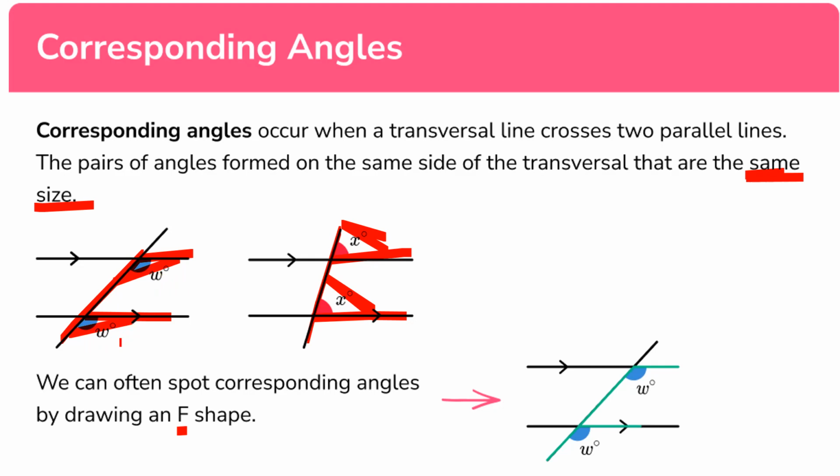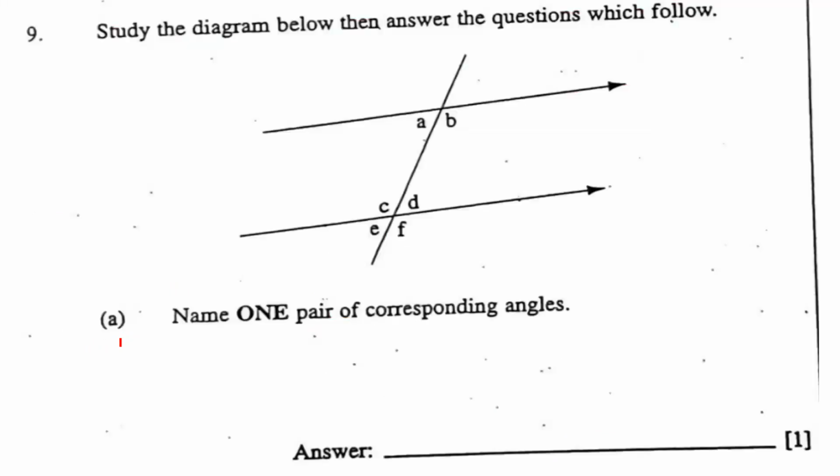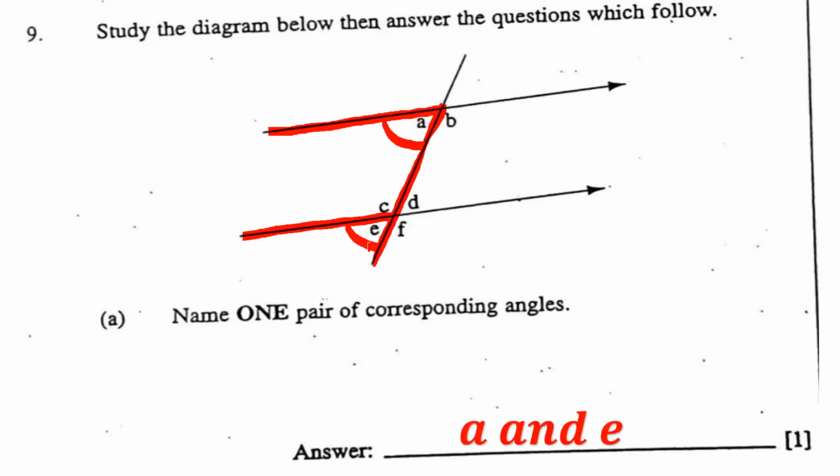So they are equal. So let's go to our diagram and let's draw out the F. Notice that here we have the F drawn, and angles here that we're going to look at are A and E. They are definitely corresponding angles. They are right there with the F. And so one pair of corresponding angles is A and E. In your exam, you only want to give one pair because they only ask for one. But A and E is not the only one.